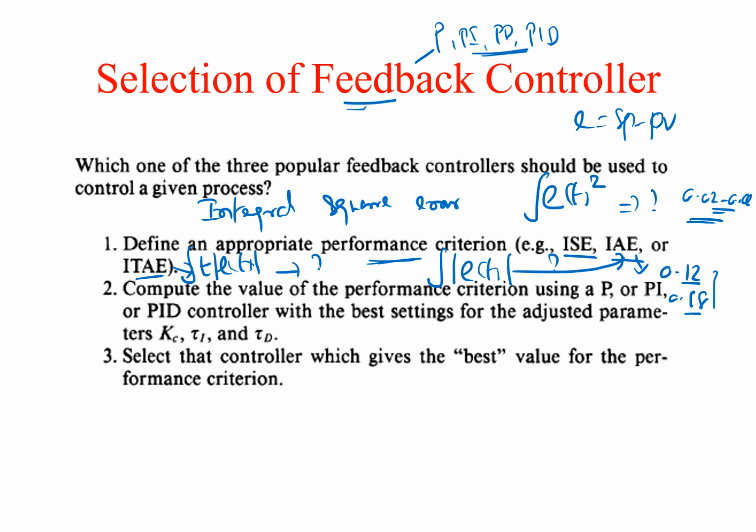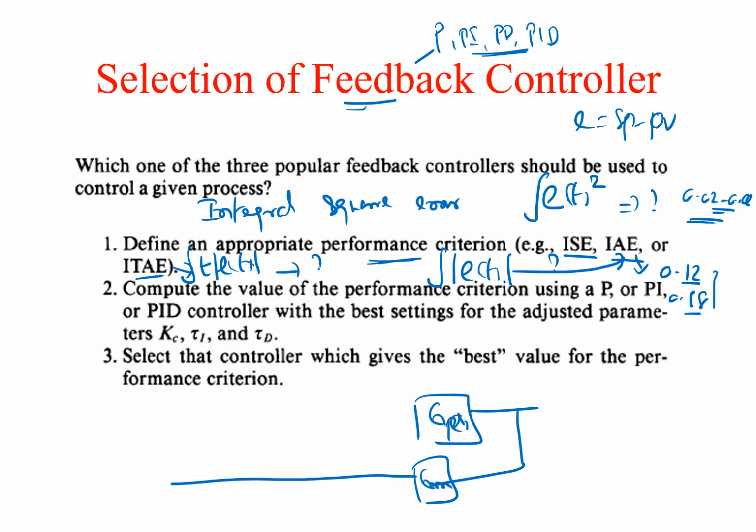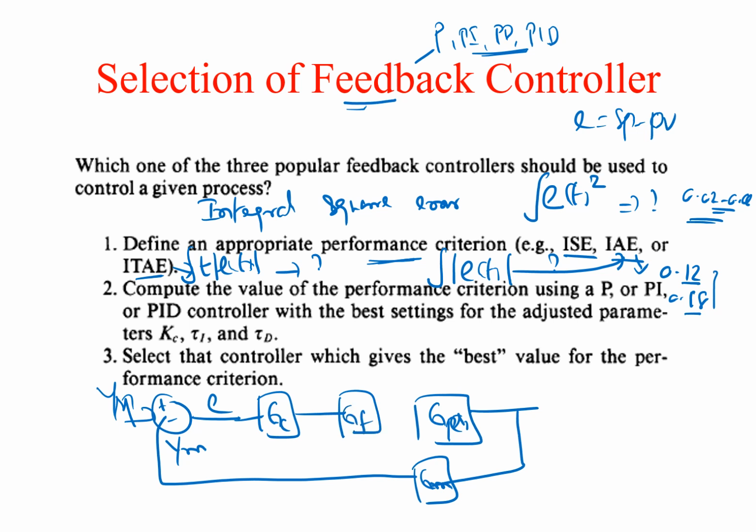So how do we do that? For example, we take a process, this is Gp(s). To this process, we have to install a measurement to measure the value, Gm(s). Then that is compared with the error detector. So here Y_SP is the set point, and this is Ym(s), with plus and minus signs. So here comes the error. This error is given to a controller transfer function, then that is given to the final control element, the actuator.